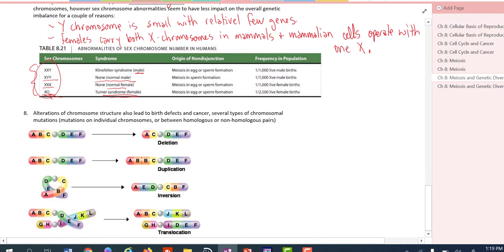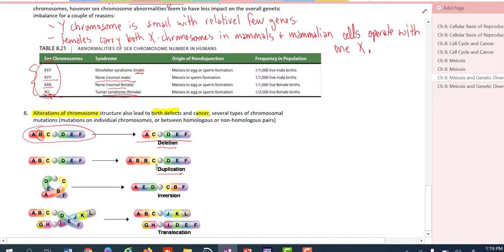Another type or a variety of types of mutations occur within individual chromosomes, and they're pretty self-explanatory just by the names of them. So in this case, you can see that here's our normal chromosome, and what's happened over here is we're missing this section here titled B. So we call this a deletion, right? These are basically variations in alterations of chromosomes. They can lead to birth defects, cancer, and several types of diseases and disorders.